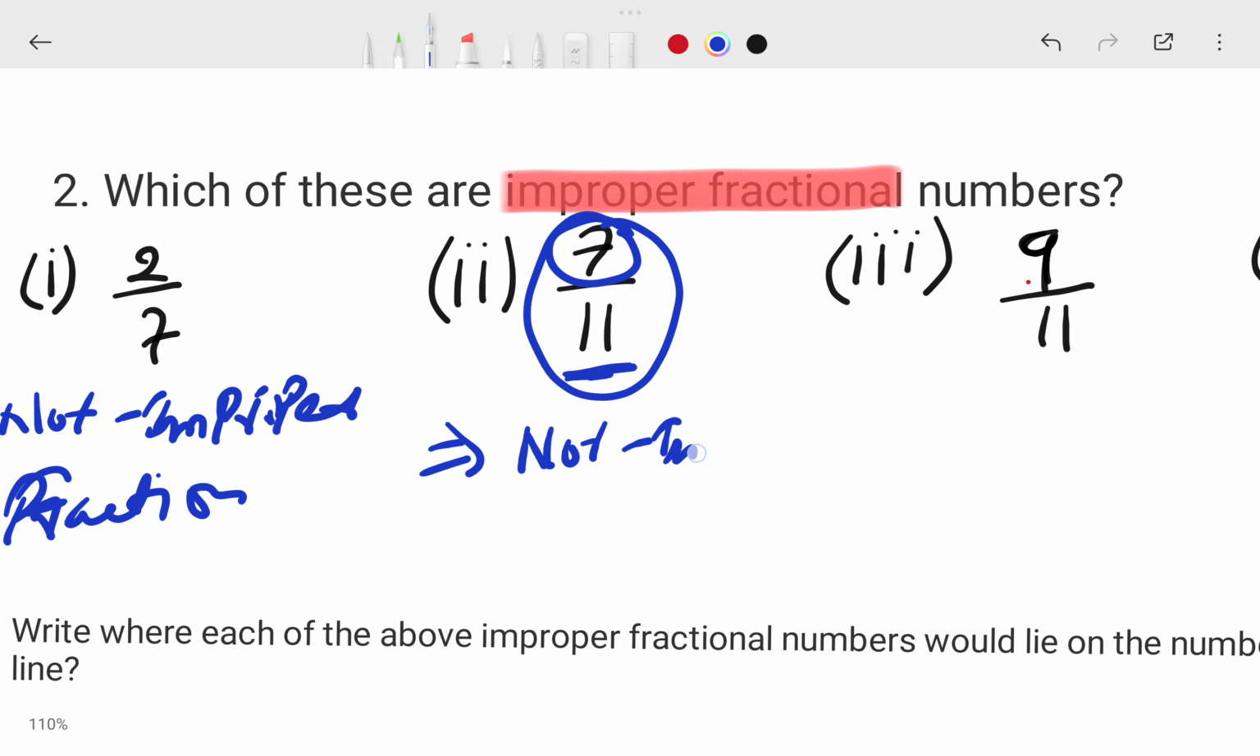Why? Because this is a proper number. If it is a proper number, how can it be improper? It cannot be. That's why this is not improper. So here we will write, okay, this is not improper. Okay, just write like that.